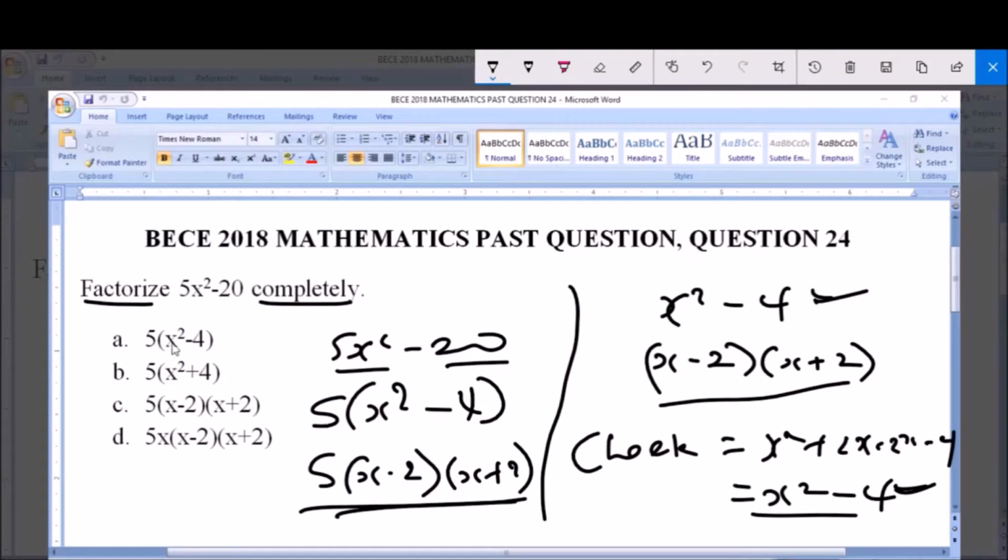Option A says 5 open brackets x squared minus 4, which is wrong. B says 5 into x squared plus 4, which is wrong. C says 5 into x minus 2 into x plus 2. This is very correct. And this says 5x into x minus 2 and into x plus 2, which is wrong. So our correct answer to this question is option C.